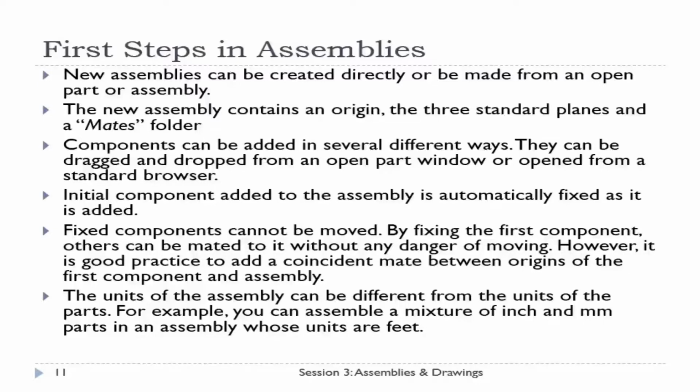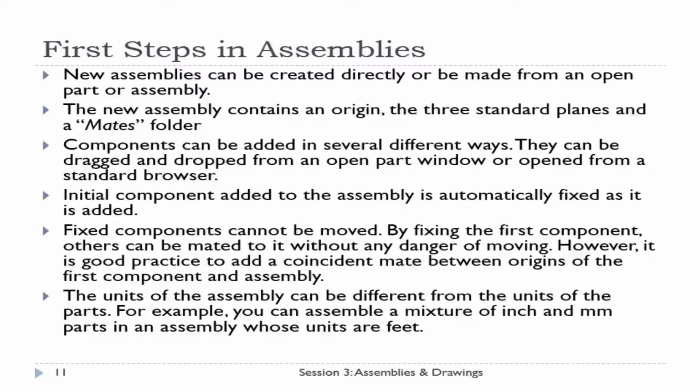Components can be added in several different ways. You can simply drag and drop them from an open part window, or you can open them from a standard browser. We will look at those methods shortly. Once you add your first component, it would be automatically fixed in the design space. When a component is fixed, you can't move it in the design space. So as your first component is fixed, you can keep adding the other components and define the geometric relationship between the second or third component and the first one.